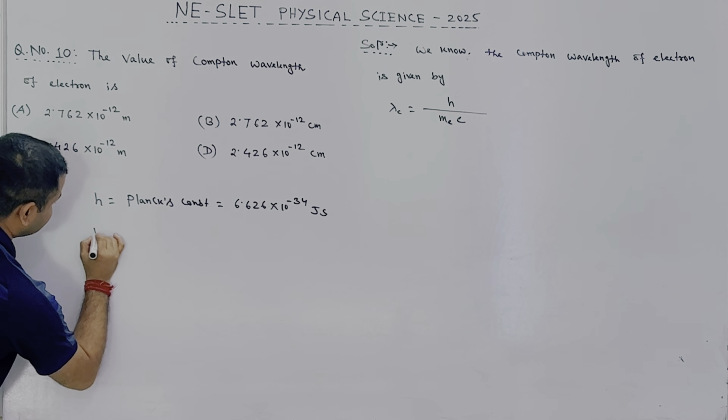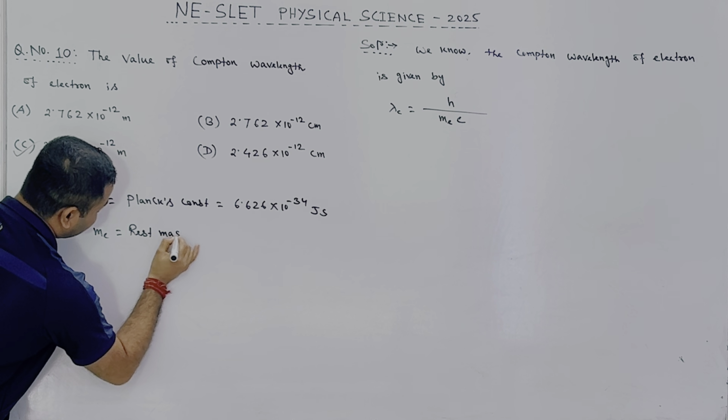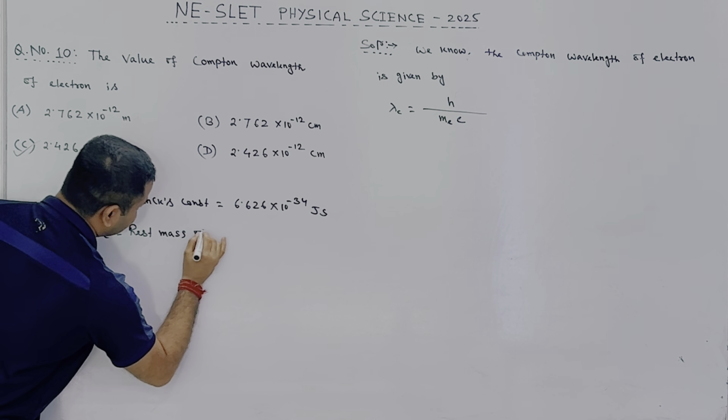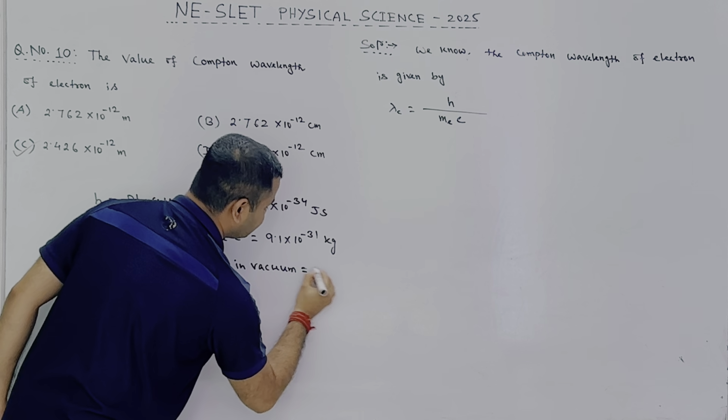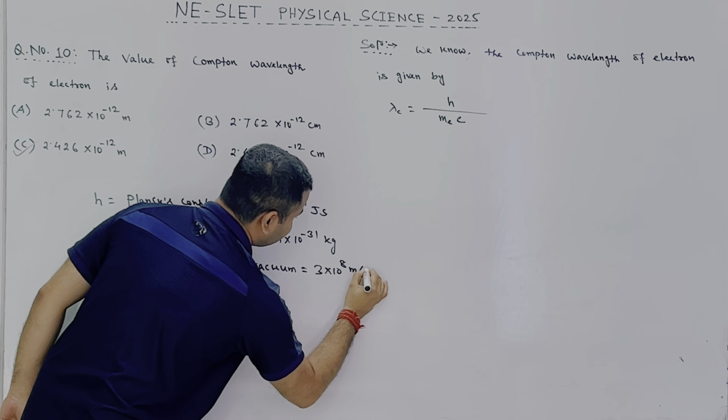Me means rest mass of the electron, and its value is 9.1 into 10 to the power minus 31 kg. And c is the speed of light in vacuum, and its value is 3 into 10 to the power 8 meter per second.